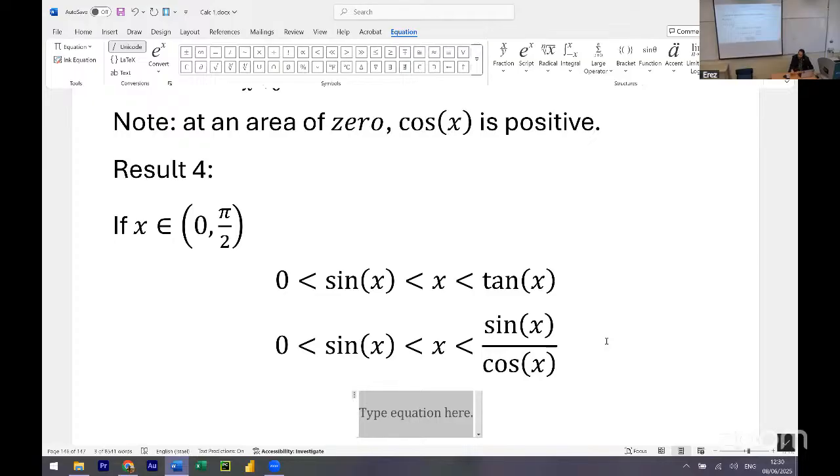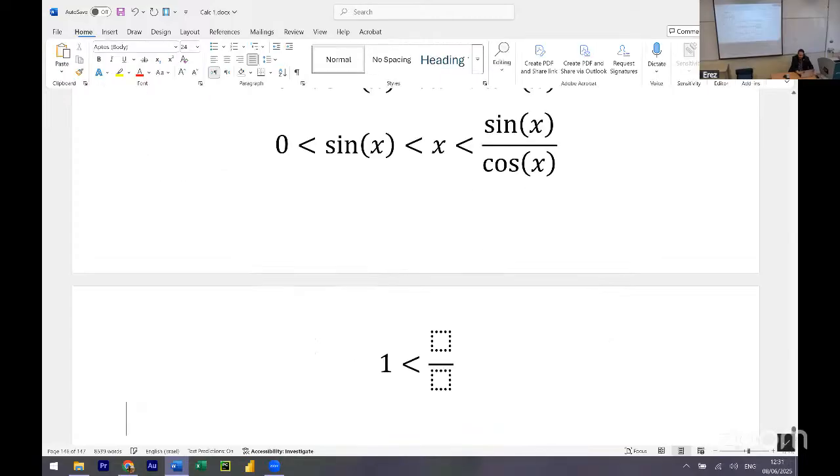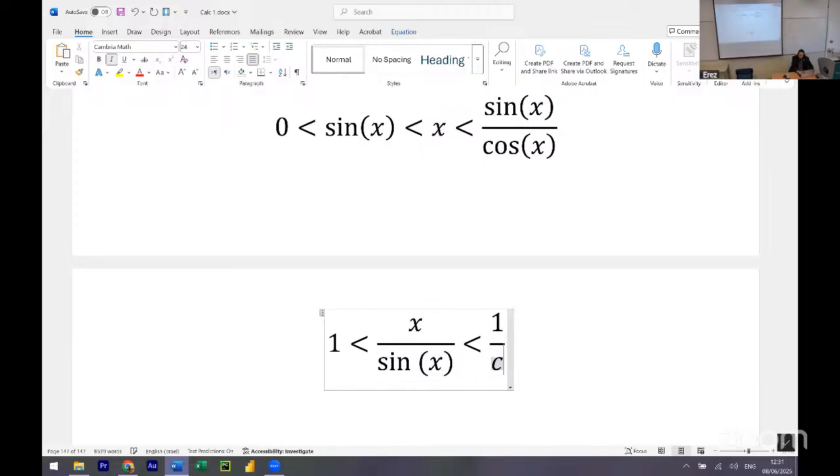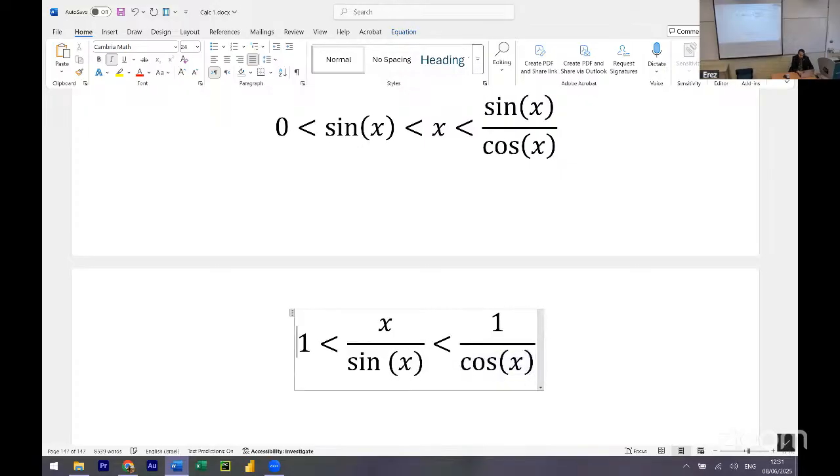No, not the next conclusion. What will be the next algebraic operation? If you have any guess. Everything by cosine? No. It's close, but no. We'll divide everything by sine. So 0 is smaller than 1. It's not needed anymore. 1 is smaller than x over sine of x, which is smaller than 1 over cosine of x. Agreed?